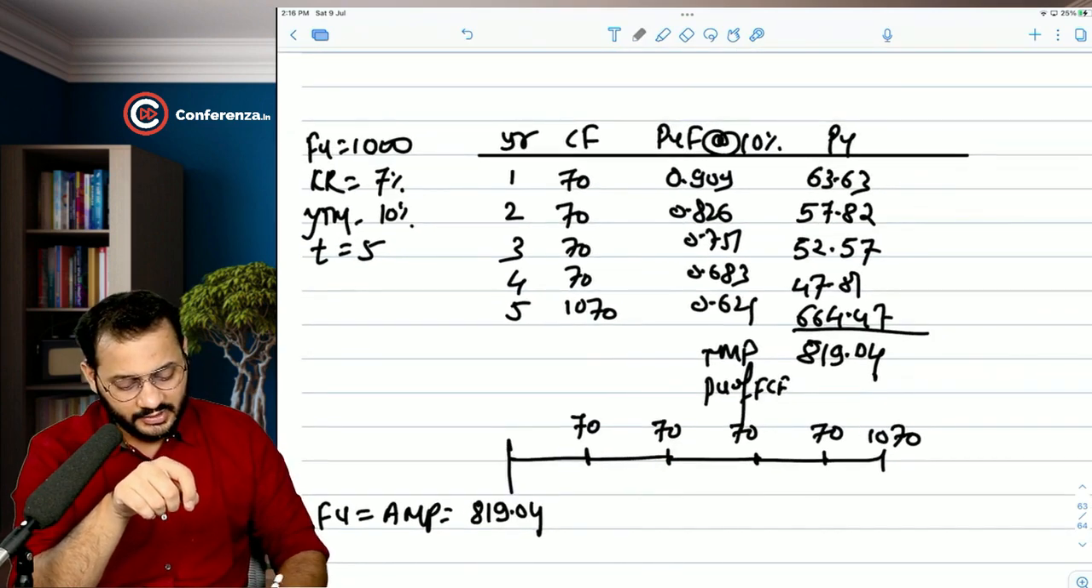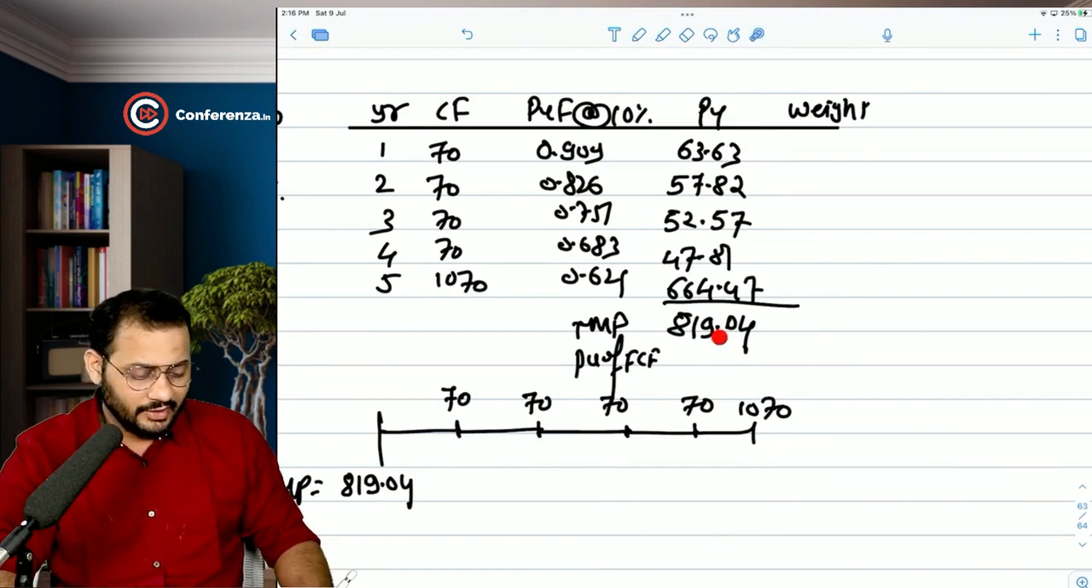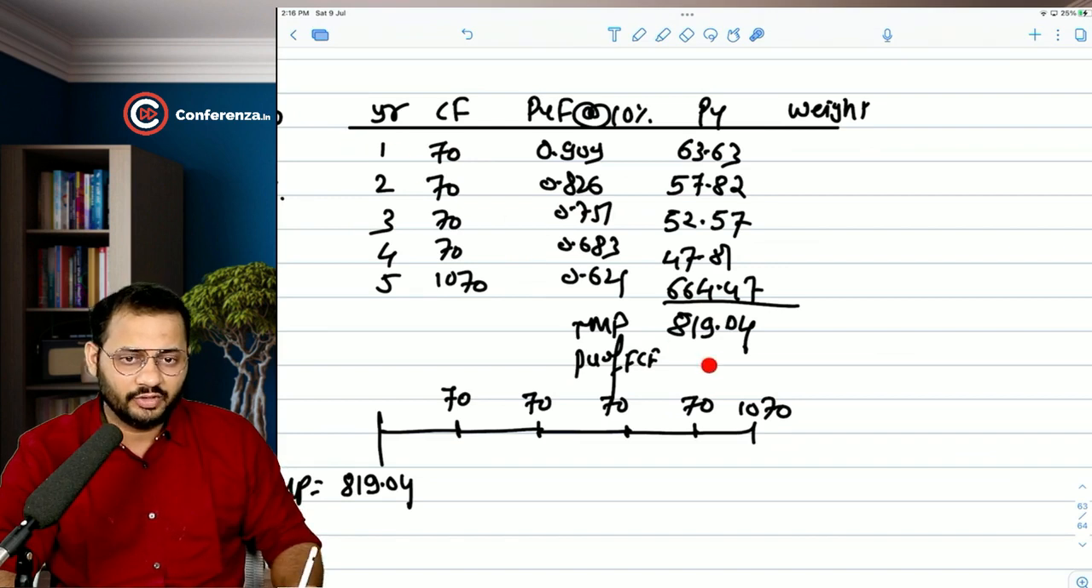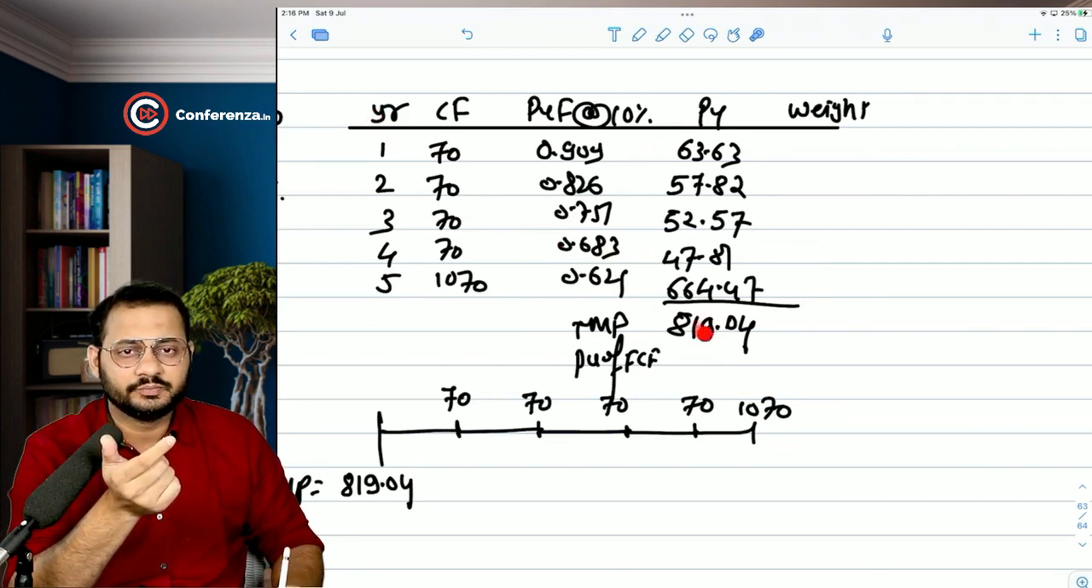Now, understand one thing. I will write down weight here. What kind of weight? The total value is 819.04, and in the first year, out of this 819, am I right if I say that I have recovered 63.63? So 63.63 divided by 819.04 will give me the percentage recovered in the first year of the total.